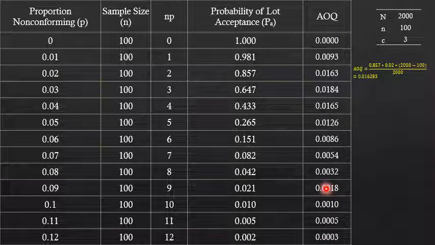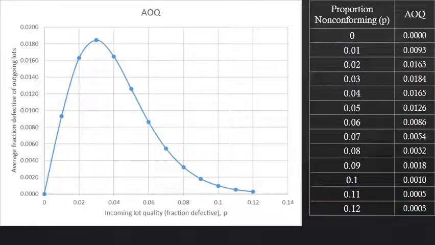And now we are going to prepare the curve between the proportion non-conforming p and AOQ. Now this is the AOQ curve, with p, that is incoming lot quality or the fraction defective, on the x-axis, and on the y-axis AOQ, that is the average fraction defective of the outgoing lots. You can see we prepared this with the help of Excel software, and these two columns of data were used.